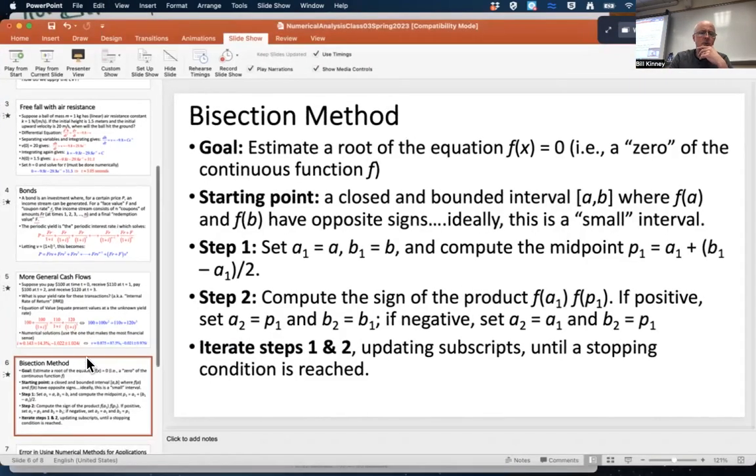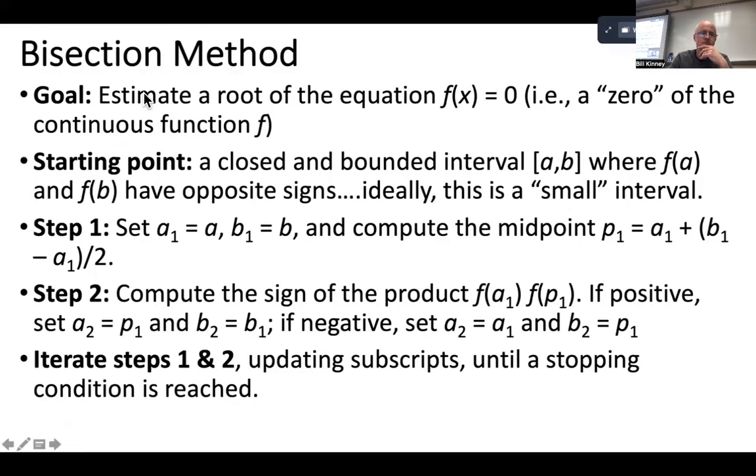I think now would be an appropriate time to talk about, well, here the slideshow does have the method written out, not as thoroughly as the book does. The book is a little bit more precise in its pseudocode, you might say. This is a little bit vague because in iterating, I just say update subscripts until a stopping condition is reached, and I don't say what the stopping condition is. The book's got the algorithm in there with a little bit more precision.